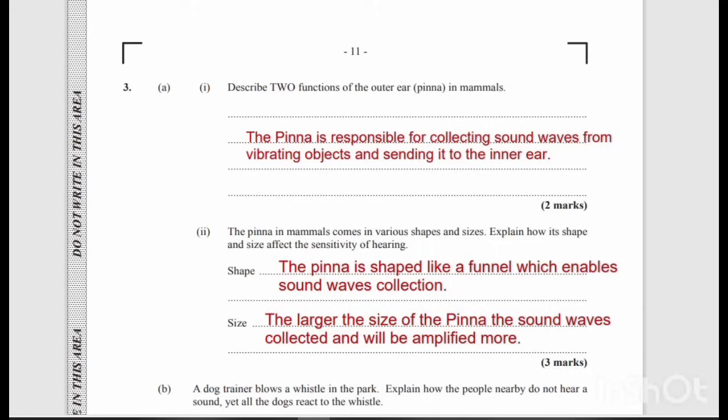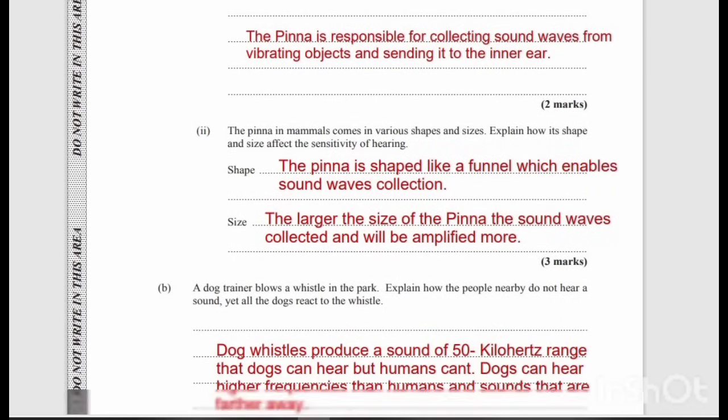And the size is that the larger the size of the pinna, the more the sound waves collected will be amplified. So the smaller your ears, the less sound. The larger your ears, the more sound. The external part that we call the ear is actually the pinna. All right, 3 marks for those answers.